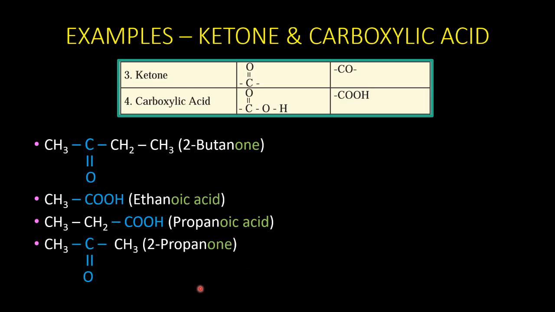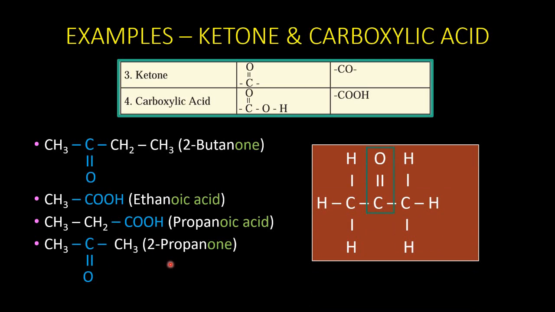We have seen one more example of ketone, that is 2-propanone. So 1, 2, 3 carbon atoms, the name propan, ONE indicates the presence of ketone and 2 indicates the position in which the functional group is present, and this is the elaborate structure of propanone.